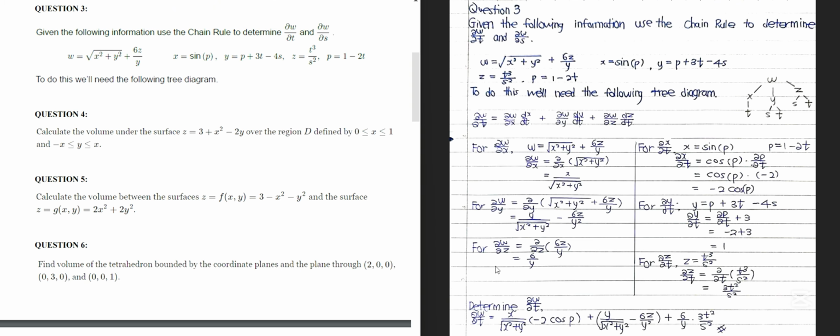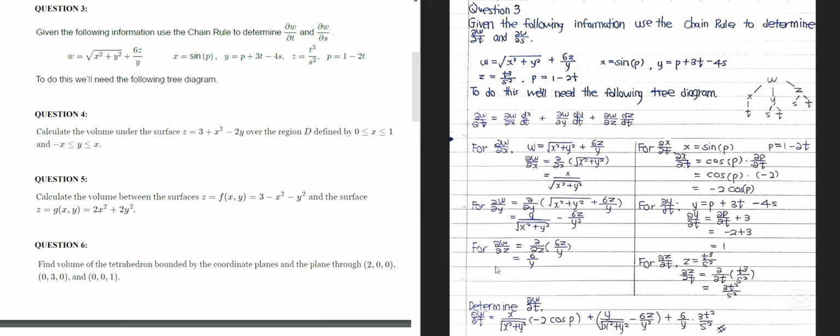Next, in question 3, we need to use the chain rule to determine ∂W/∂t and ∂W/∂s. From the question given, W equals the square root of x squared plus y squared plus 6z over y. Then x equals sine p, y equals p plus 3t minus 4s, z equals t cubed over s squared. Then p equals 1 minus 2t. To do this, we will need the following tree diagram.